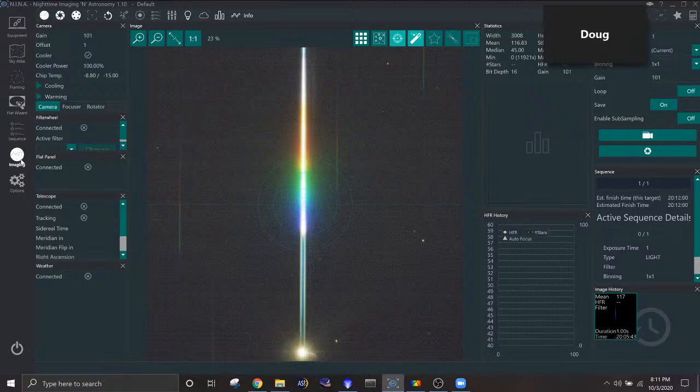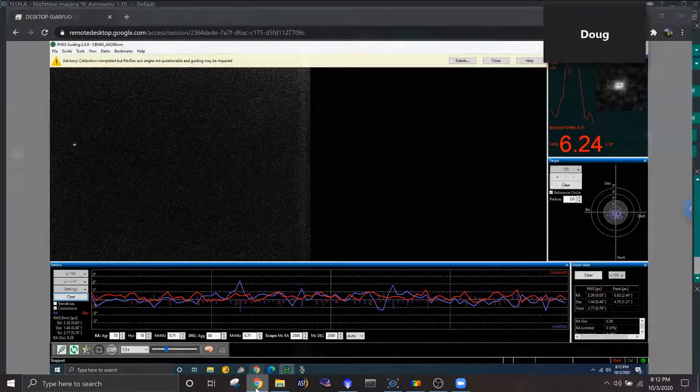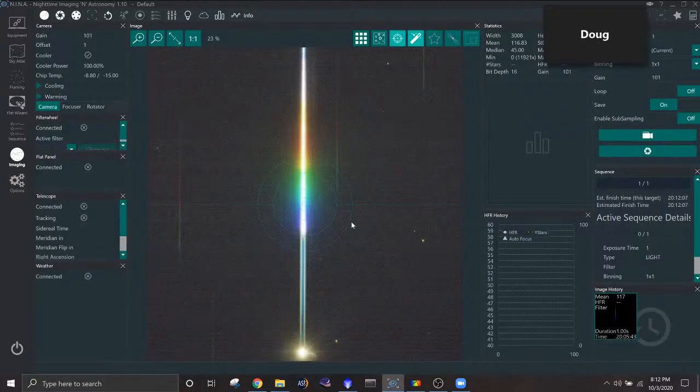Okay. Let me stop. Okay, so we're going on to another star. I need to stop guiding really quickly. And okay, it's going. Okay, our next target is Albireo, I believe.